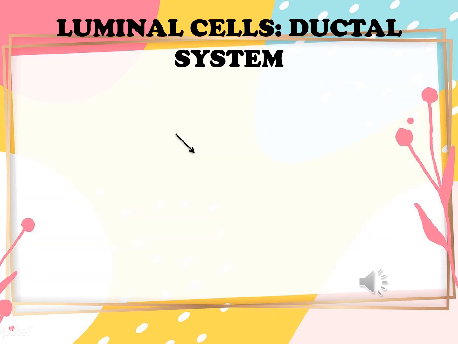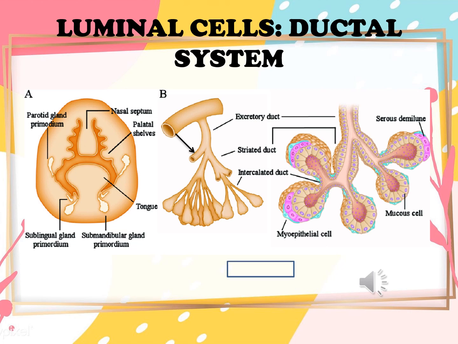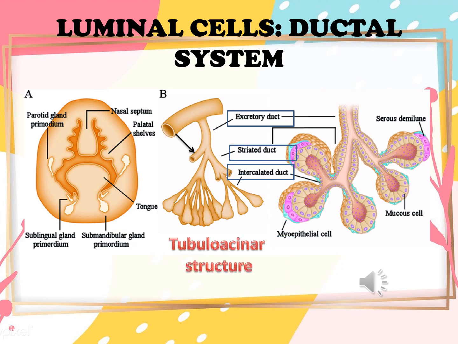Now, coming to the next part after the luminal cells, the ductal system. In the salivary gland, we have mainly three types of ducts: intercalated duct, striated duct, and excretory duct. The structure of the salivary gland is also called a tubuloacinar structure. Why is it called so? Because of the presence of small tubules along with the ducts, it is called a tubuloacinar structure. And it is also called a compound gland because of the same reason.